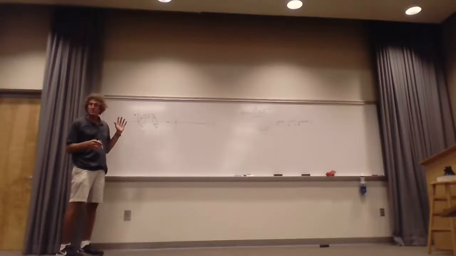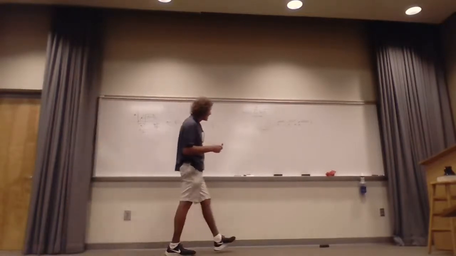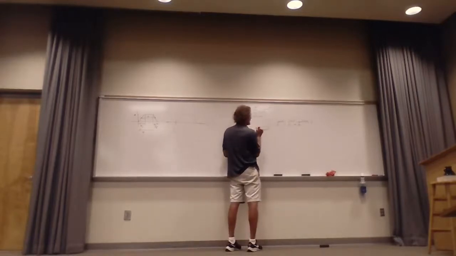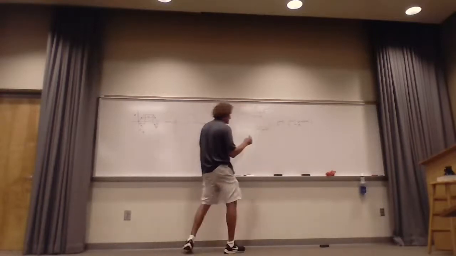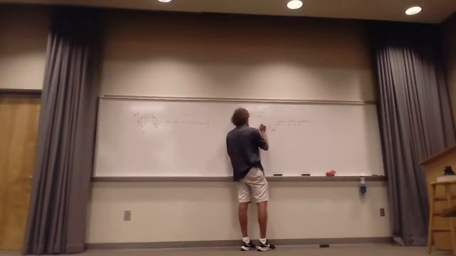Mm-hmm. Is that 1 over T or 1 over tau? This is 1 over T. And actually, let me think about that. Oh, there's going to be a tau rise down here too. I'm sorry. And there's going to be an A.